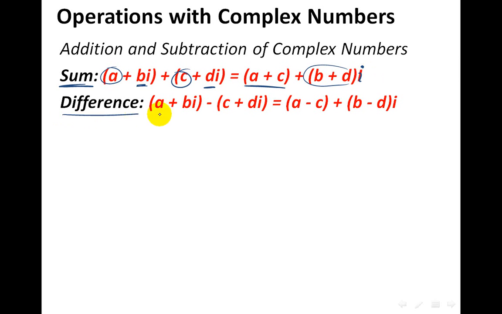And if you have the difference between two complex numbers, a plus bi minus c plus di, then subtract the real parts, and again subtract the imaginary parts. Okay, let's have an example here.